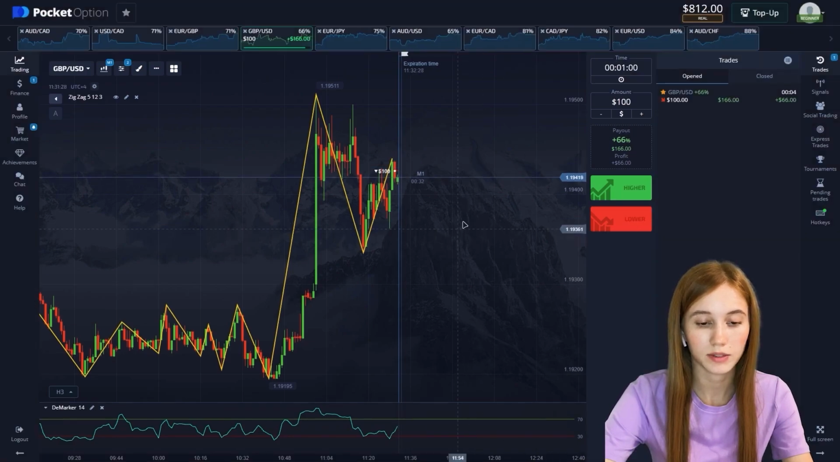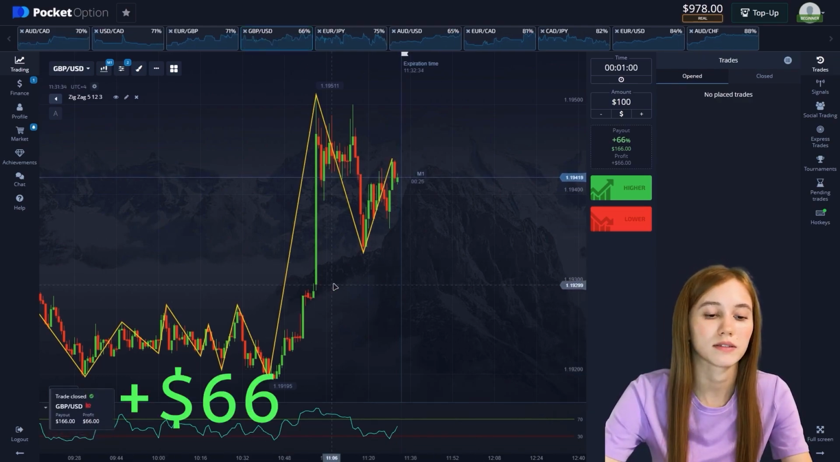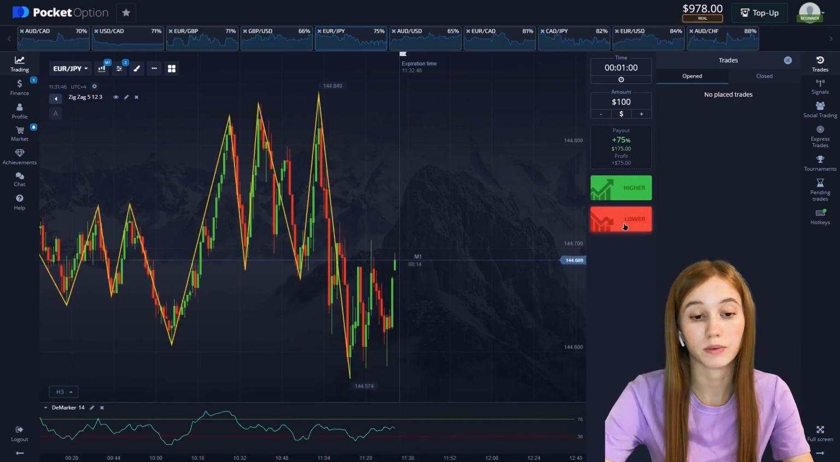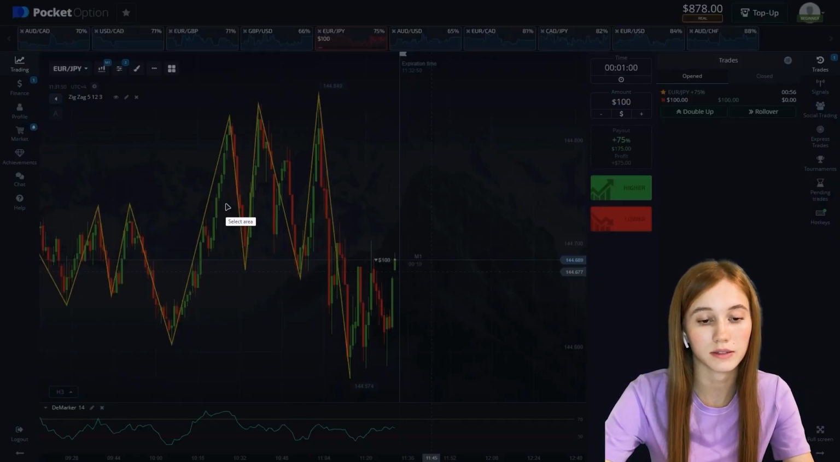Let's see, 2 seconds left. Yeah, plus, deal profit is $66. And let's move on. The next concept, the situation is quite interesting. Let's immediately open for decline and begin our technical analysis.